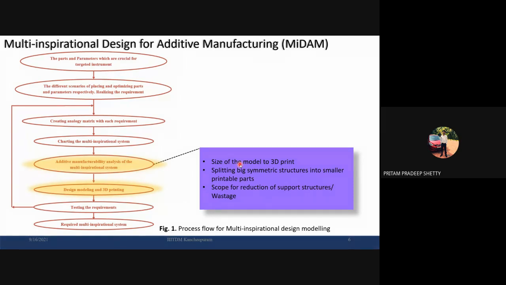Then, splitting a big symmetric structure into smaller printable parts. So imagine the whole structure itself is too big. Is it symmetric such that you can divide it into equal individual parts, so that individually you can 3D print them on a smaller 3D printer? And scope for reduction of support structure. As a designer, you always need to reduce the wastage, because more wastage means more cost of the overall product. So you will try to reduce it by reducing the support structure in terms of 3D printing. How will you strategically place it on the 3D print build plate so that you get less support structure?